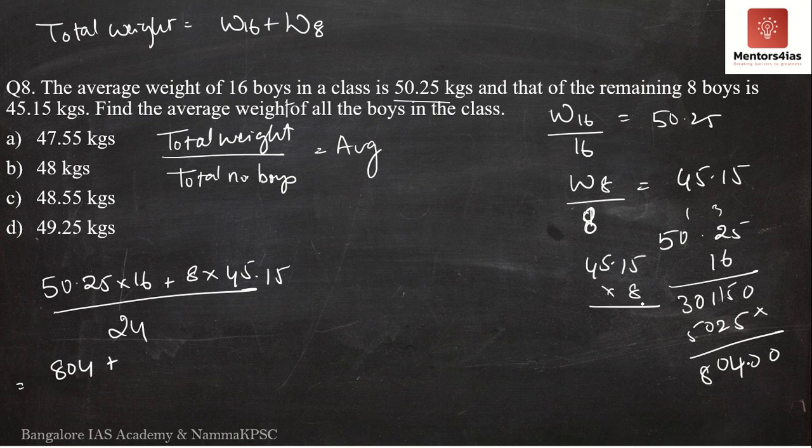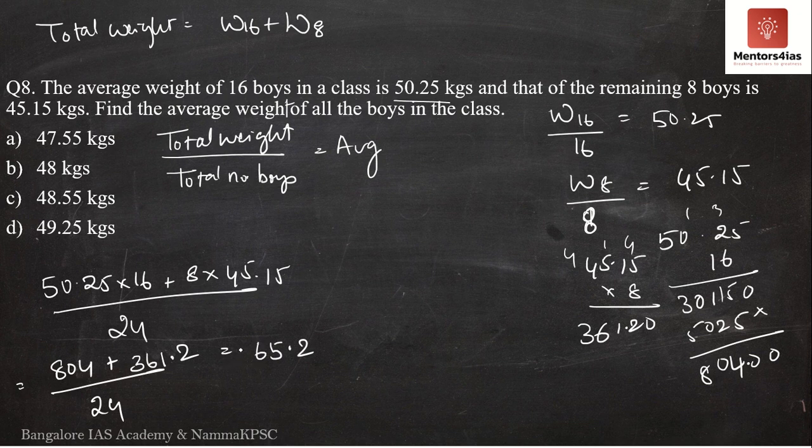45.15 into 8. What do you get? 8 5s are 40, 8 1s are 8, plus 4 is 12, 8 5s are 40, 41, 8 4s are 32, 32 plus 4 is 36. Okay, 2 decimal points, so it is here. So we get 361.2 divided by 24. So when we add this, what do you get? You get decimal point 2, 4 plus 1 as 5, then 6, 8 plus 3 is 11.